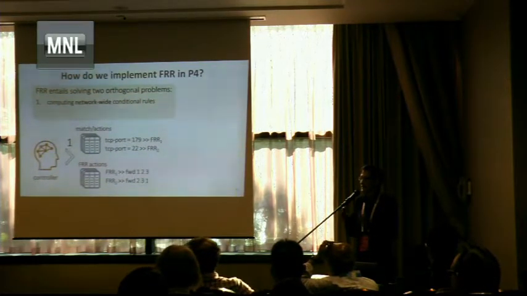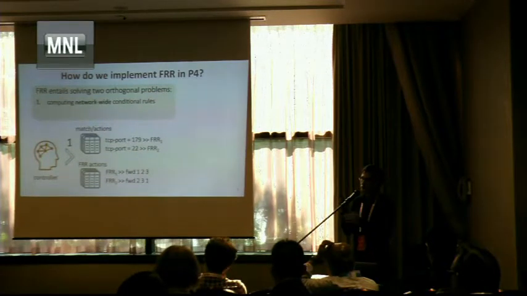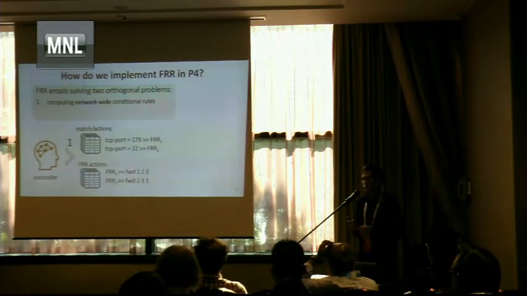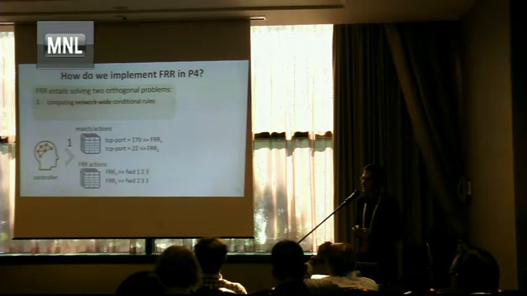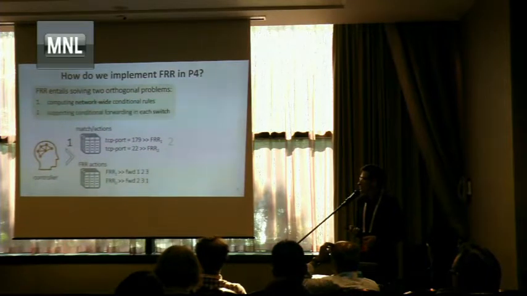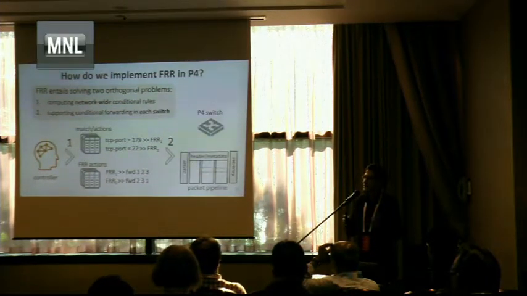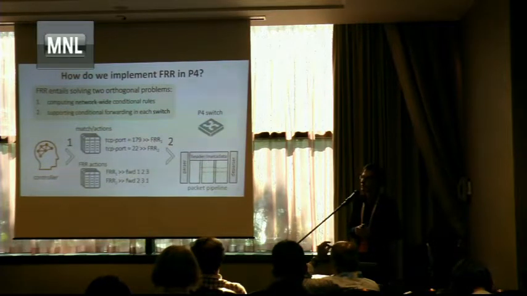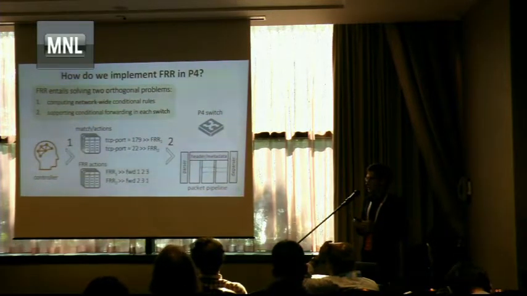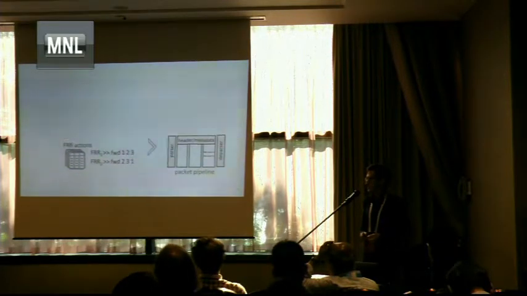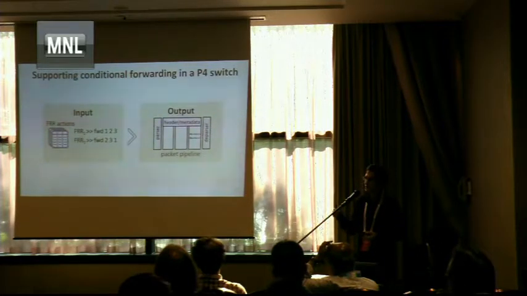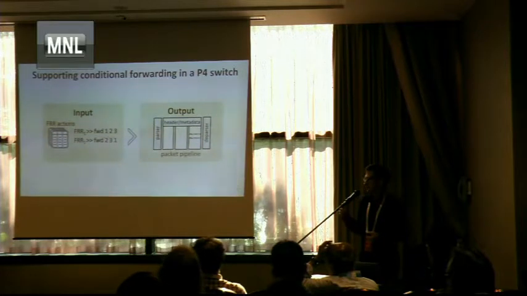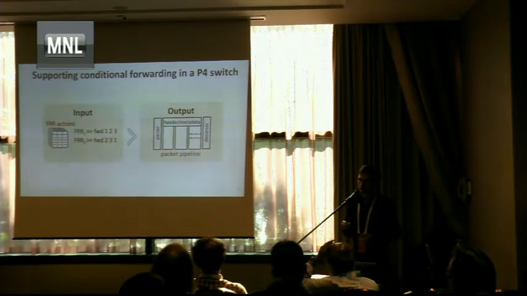Typically, the semantic of a fast reroute action is that a packet should be sent to the first active port. Those fast reroute actions typically come with some guarantees in terms of the number of failures that can be sustained in a network without requiring the control plane to reconverge. The second aspect relates to the realization of the fast reroute actions in the P4 pipeline. In this talk, I will only consider the second part of the problem. I will assume that there is a controller that computes the fast reroute rules and provides these fast reroute actions as input. Our task is to implement those fast reroute actions in the P4 pipeline.